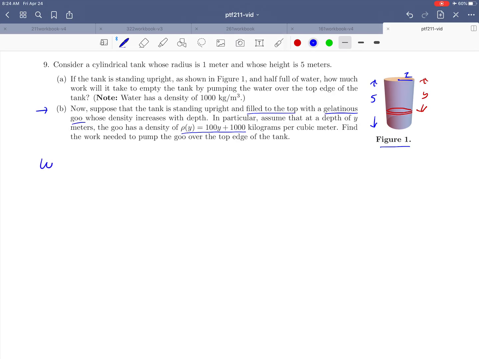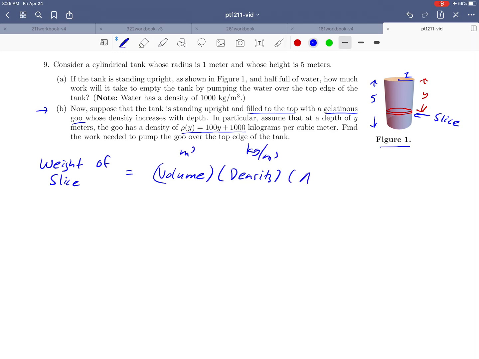And so the first thing that we need to know is the weight of that slice. What I'm referring to when I say slice is that guy. The factors in that are going to be the same as they were in part A. We're going to take volume in meters cubed times density, and then round it off by multiplying by gravity. Notice again, just like in part A, when we cancel the units, the meters cubed go away, and what we get left over is kilograms meters per second squared, which is newtons. That's the correct unit of weight.